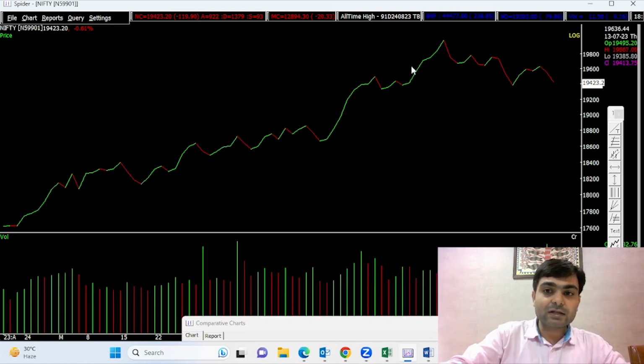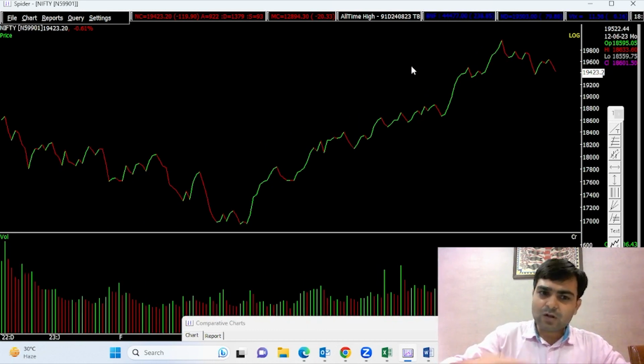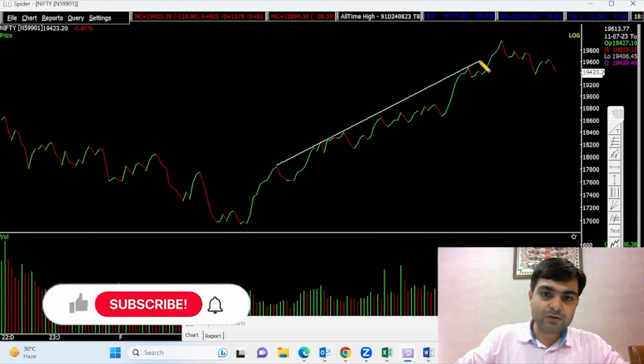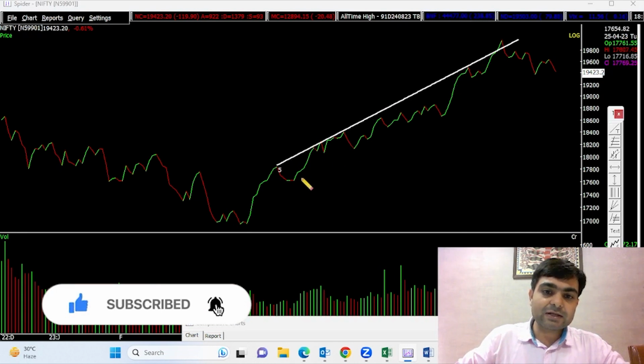Now if I try to connect it with a trend line from a broader perspective, here we can understand that there was a certain kind of rising channel that we have observed in this particular index, where strong upside momentum was happening by connecting the low points. Also, these are the immediate lows that we are seeing.